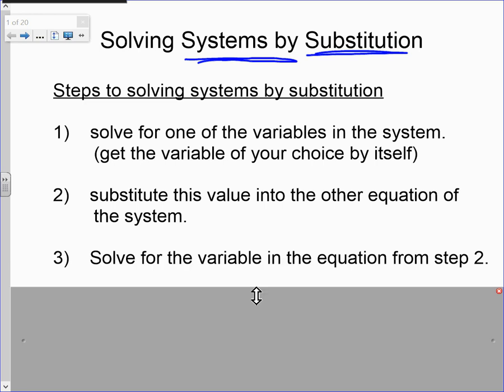Step 3, solve for the variable in the equation from step 2. And then last but not least, one more step now. Again, write legibly and neatly, Gonzalez, because you're going to have to be referring to these often.